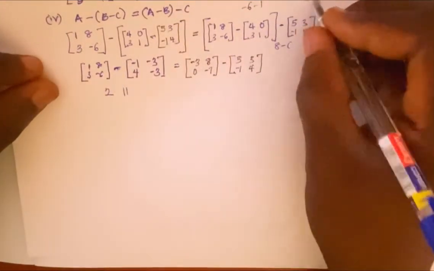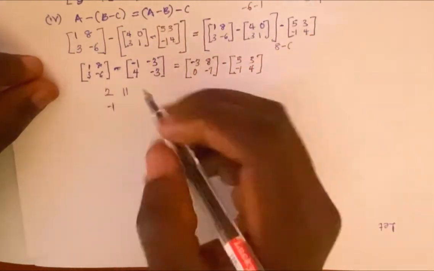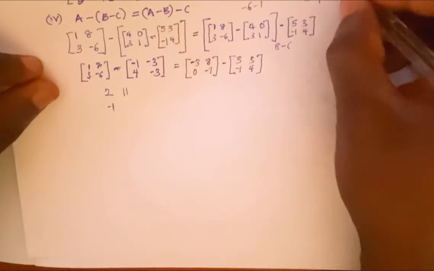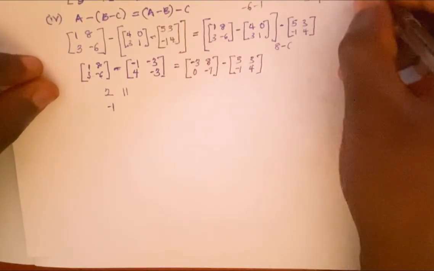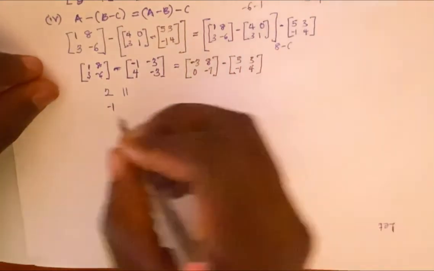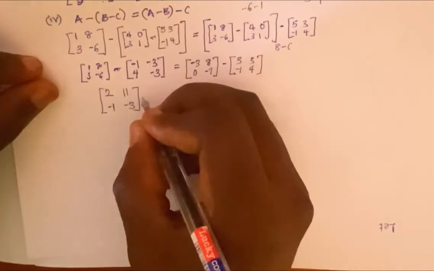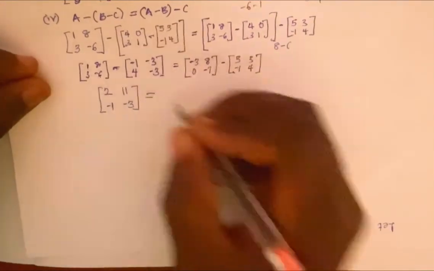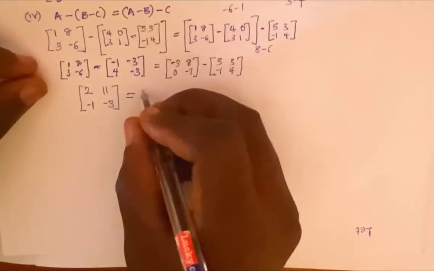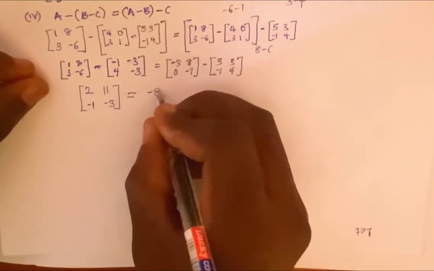3 minus 4 is actually minus 1. Then minus 6, minus 6 again. Then the bracket minus 3. That will give me minus 6 plus 3, which is what? Minus 3, exactly. So here I'm having minus 3, right? Which is equal to this, which is minus 3 minus 5, that's actually minus 8, right?